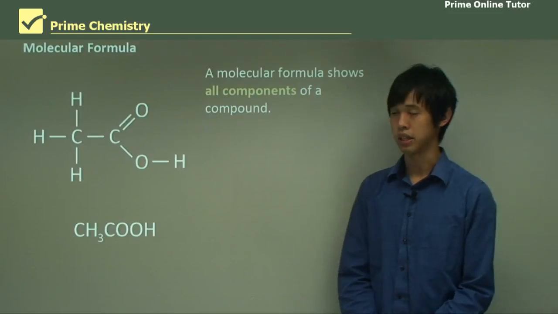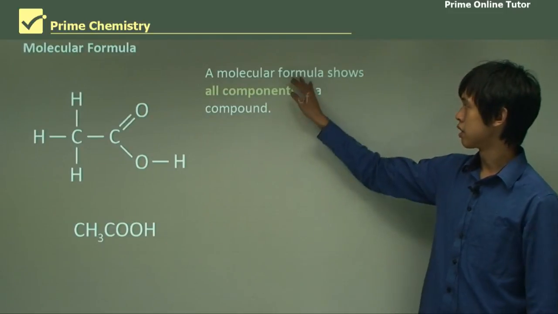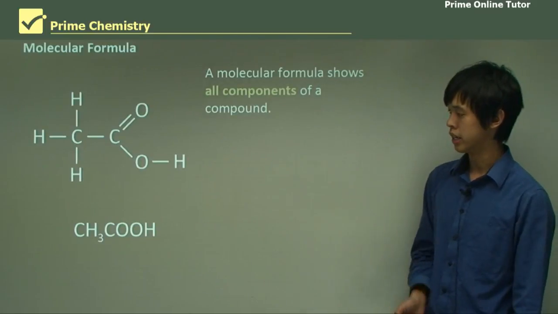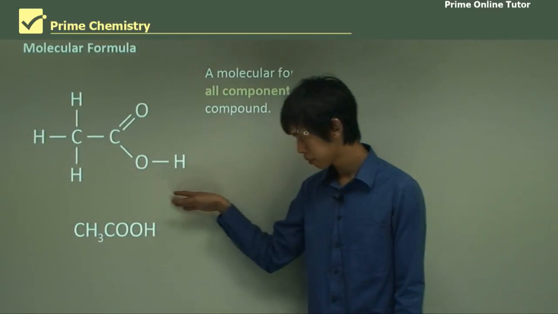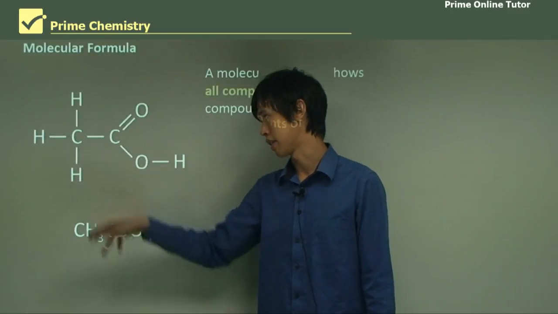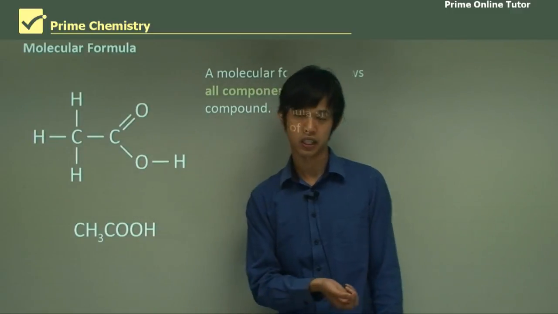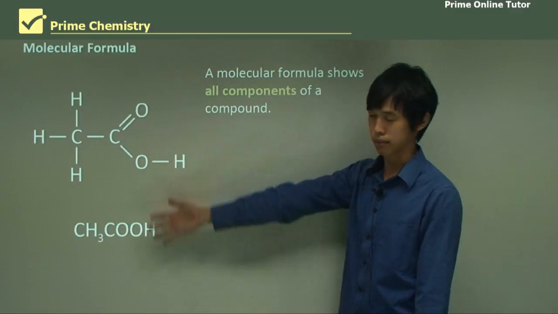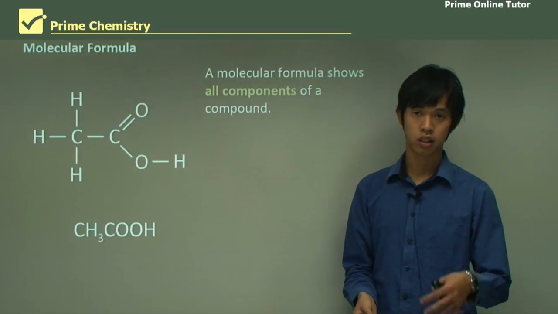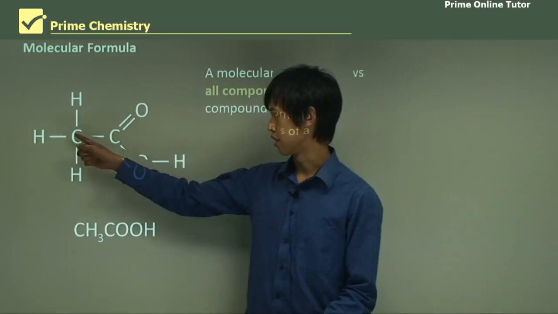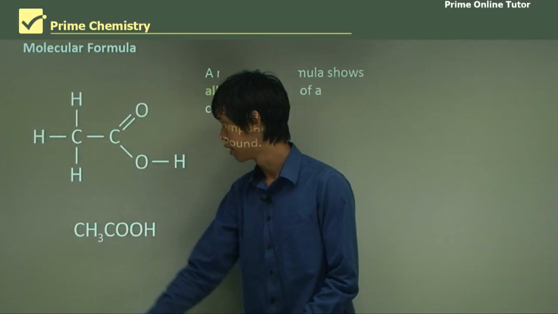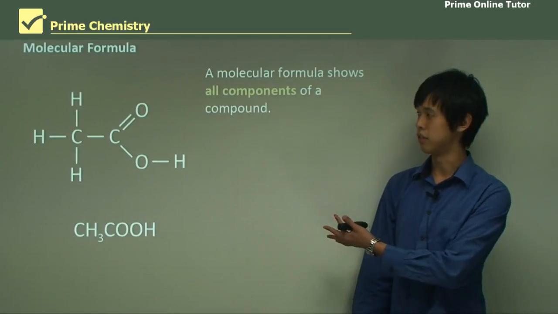So, molecular formula. Okay, so what is it? So a molecular formula shows all the components of a compound. Okay, so here we have the molecular formula, and here is the structural formula of the same chemical. They're both the same. This is acetic acid or vinegar. Okay, so these are the same thing, and you can see that they show every single part of the chemical. You can see there's 2 carbons, there's 2 oxygens, there's 4 of the hydrogens.